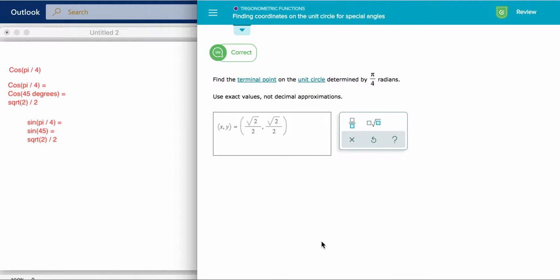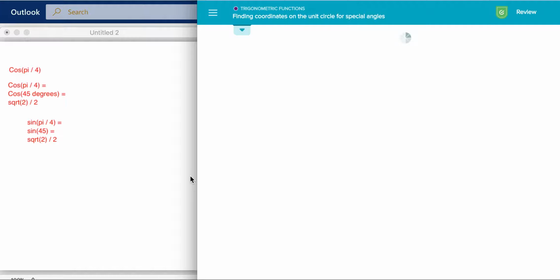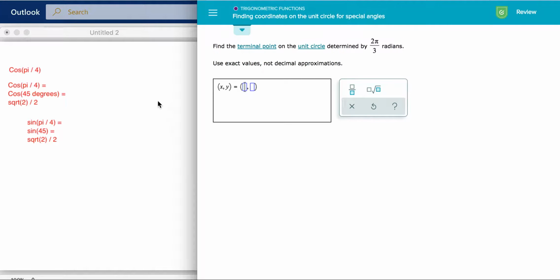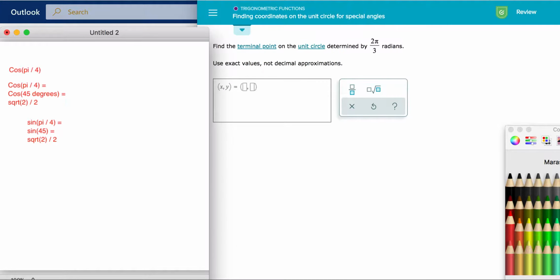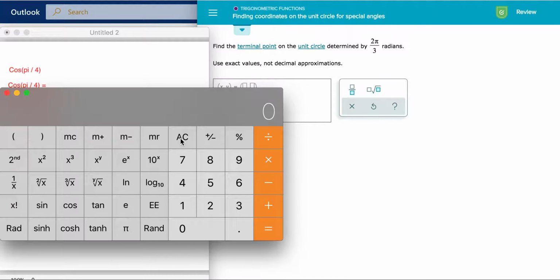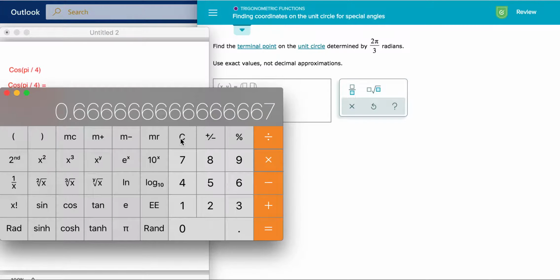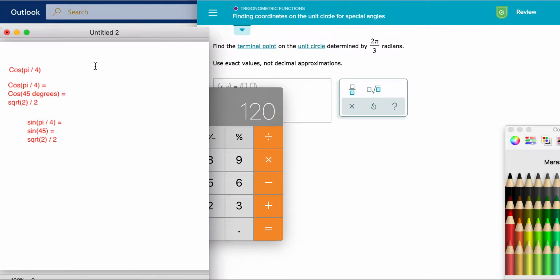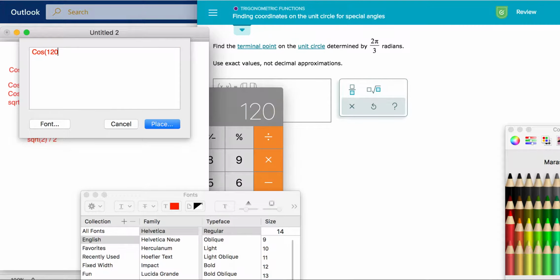They both happen to be the same. Let's try one where they're not going to be the same. We'll start the same way. If you need to convert 2 pi over 3 to degrees, cut out the pi, so now it's just 2 over 3, and then multiply that by 180. So 120 degrees. So we want cosine of 120 degrees.